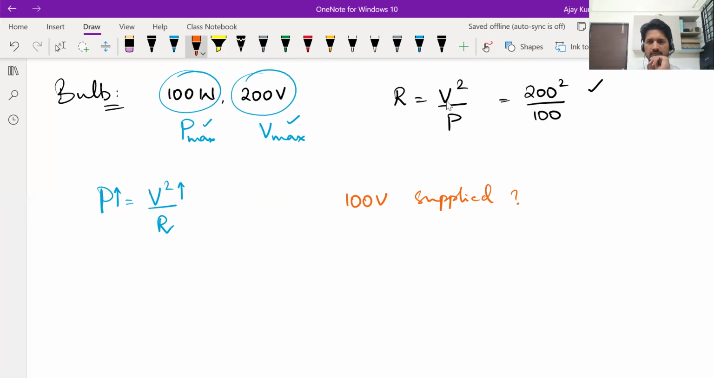It doesn't glow as brightly as it can. So you're saying it will glow, but not as bright as when it glows with 200 volts. Isha, what do you think? Yes, sir. Same. Fine. That is correct. It will still dissipate power, but not as much as it dissipates at the rated voltage of 200 volt. So you can operate devices at a voltage less than the rated voltage, but not more than that.